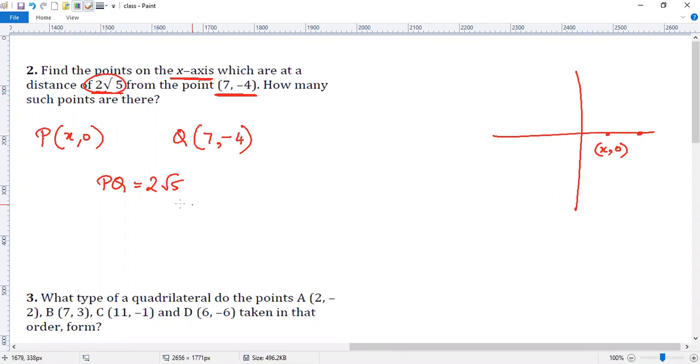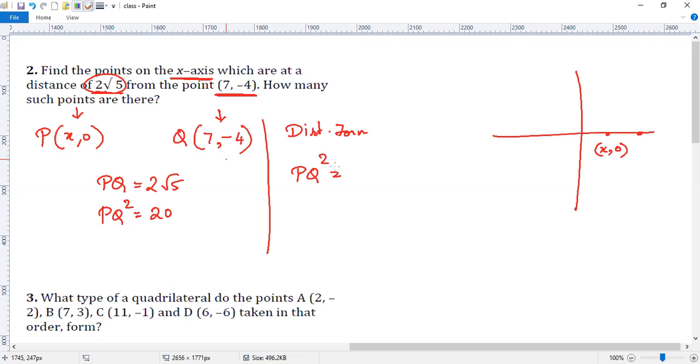So how can you relate this? You know that PQ squared is equal to the square of 2 root 5, which will be 4 into 5, which is 20. So 20 is nothing but PQ squared. And using the distance formula, this is one coordinate set and this is the other coordinate set for P and Q. So you have to write the formula and then relate PQ squared in terms of its coordinates.